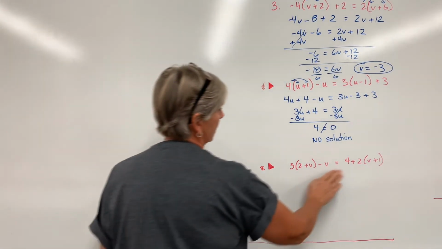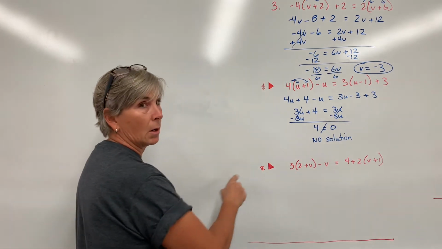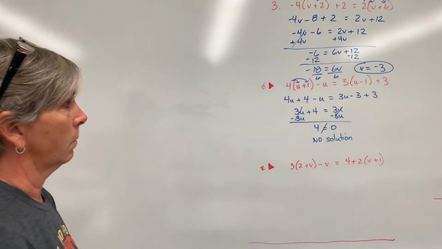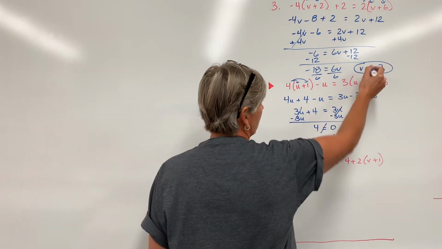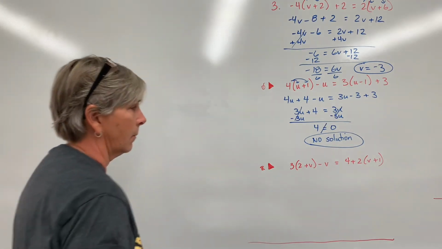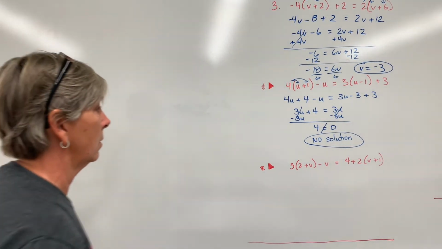So let's see what happens here. My answer is going to end up being all real numbers, so I can have an infinite number of solutions in this problem. So again, in this one there was a single solution, in this one there was no solution, and in my last example there will be an infinite number of solutions.